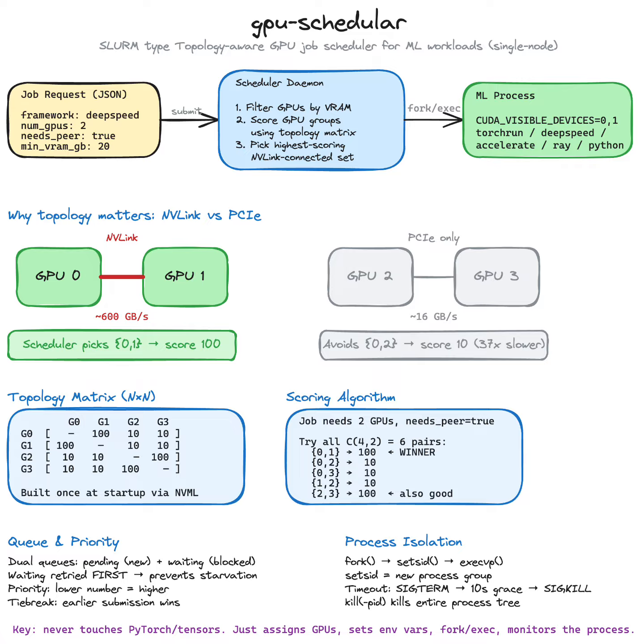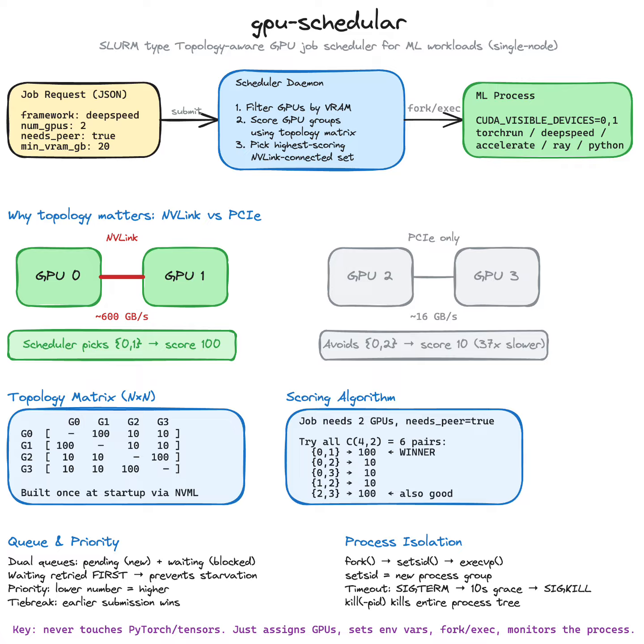Now moving on to queuing and priority. The scheduler maintains 2 queues, a pending queue for new jobs and a waiting queue for jobs that are currently blocked because resources are not available. When a running job finishes and GPUs are freed, the scheduler retries the waiting queue first, which helps prevent starvation. Priority is also supported. Lower number means higher priority, and if priorities are equal, submission time is used as the tiebreaker.